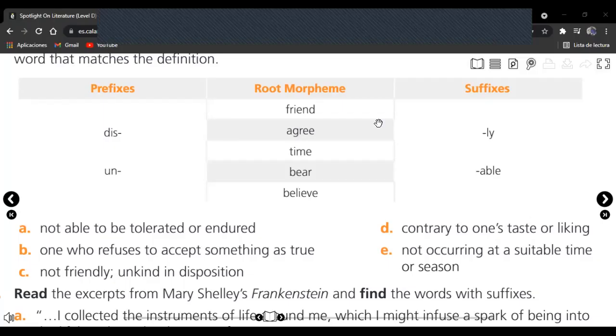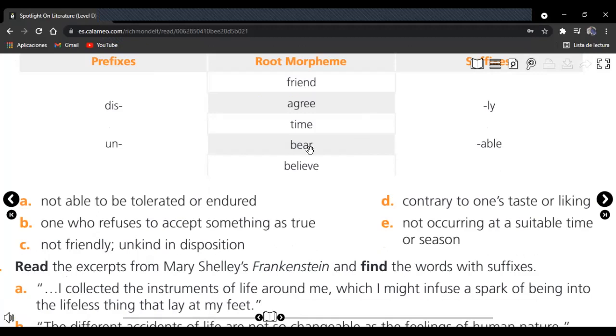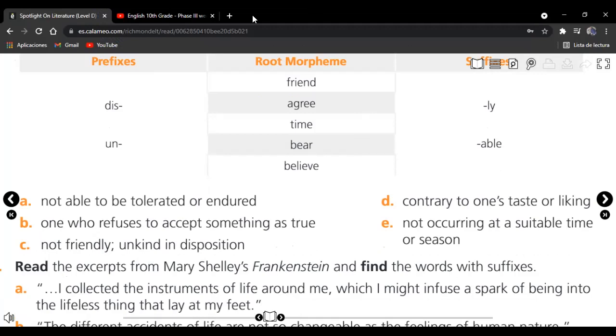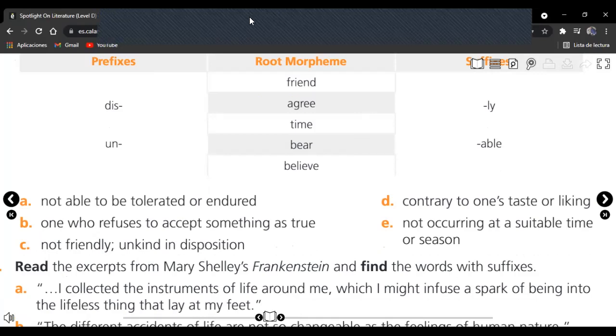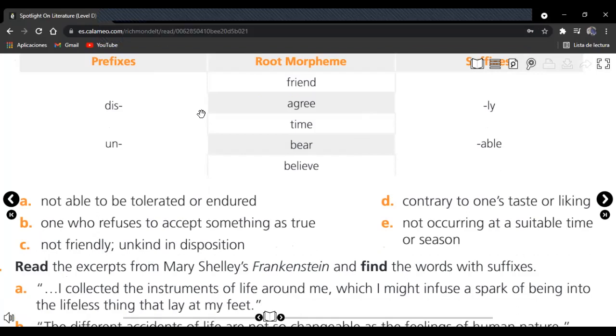Anyone who wants to tell me what you think goes in B? One who refuses to accept something as true. Ideas. Joshua, what do you think? One who refuses to accept something as true. What do you think? Someone who doesn't accept things. Is someone who... yes. Believe. Disbelieve or unbelief? Unbelief.